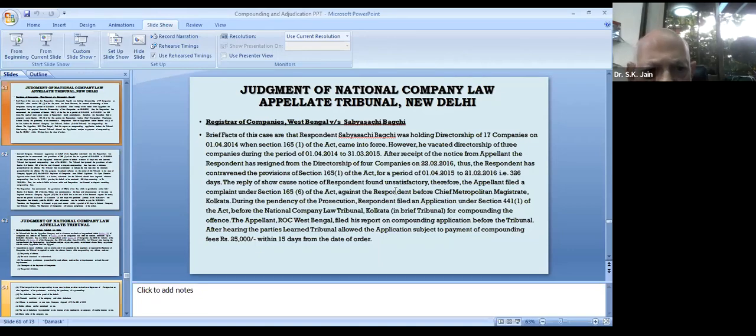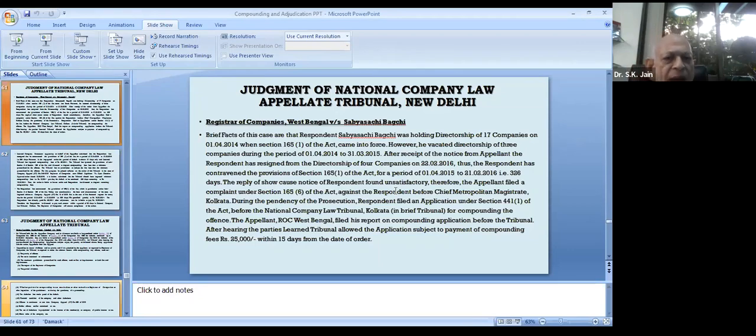After receipt of the notices from the appellant, the respondent resigned from the directorship of 4 companies on 22/12/2016. Thus, the respondent has contravened the provisions of Section 165(1) for a period of 326 days. The reply to the notice by the respondent was found unsatisfactory. Therefore, the appellant filed a complaint under Section 165(6).